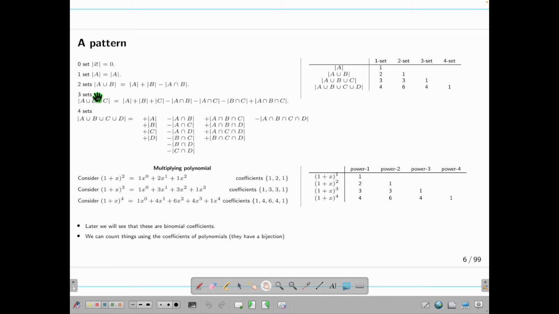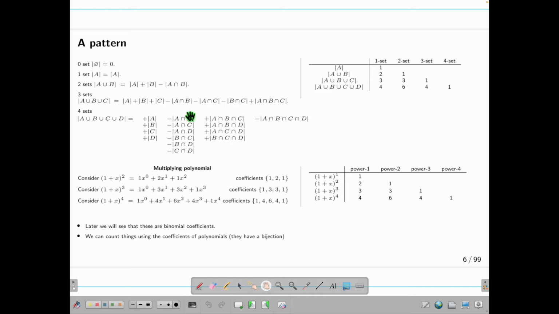If I have 2 things, it's this. And if I have 3 things, I just show you, it's this long piece of thing. And I have 4 sets, I have this even longer piece of thing. And if I write down their number as the number of terms in this expression, you see this triangle. And then now, suppose I consider something you learned in high school, you will get this expression. Magically, the coefficient and this look like the same thing.